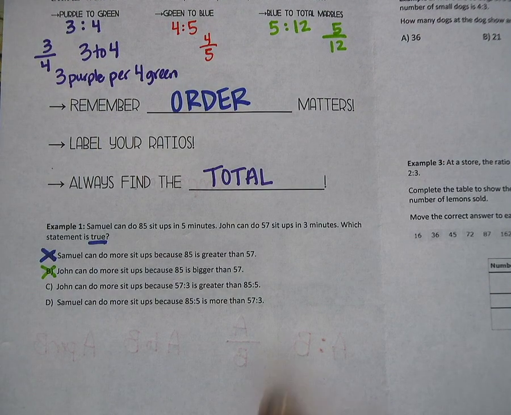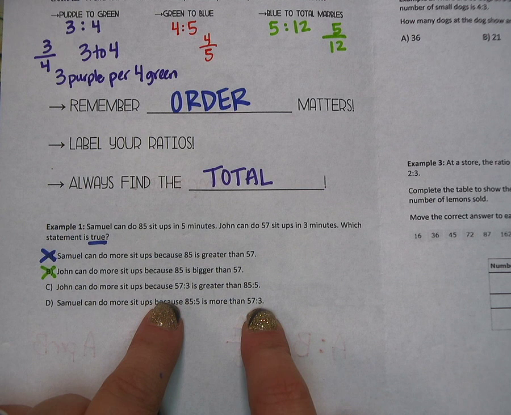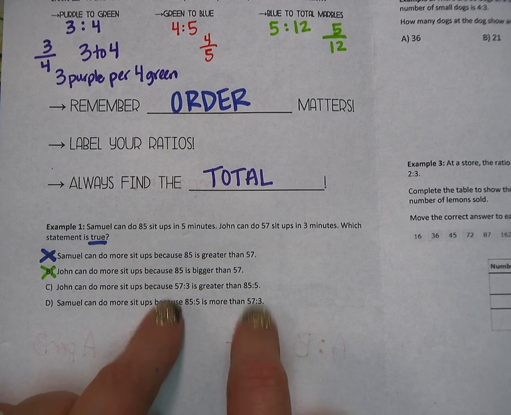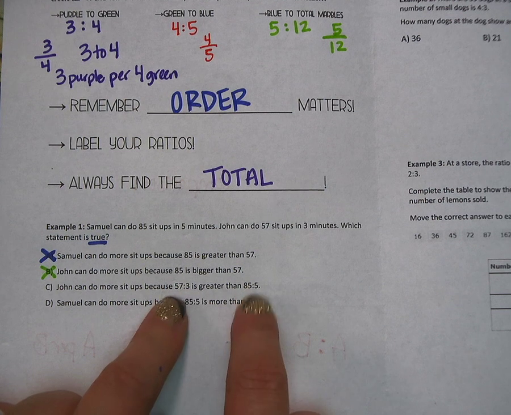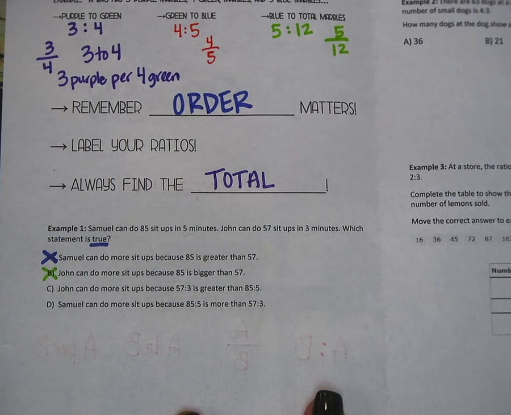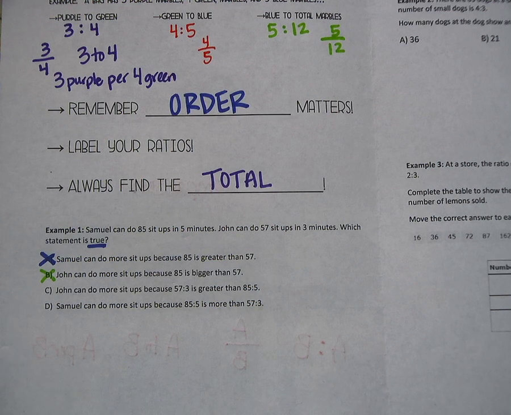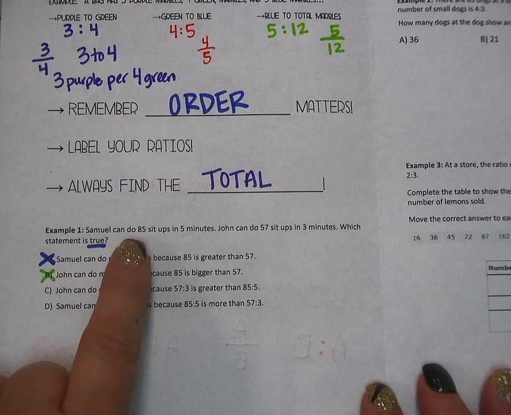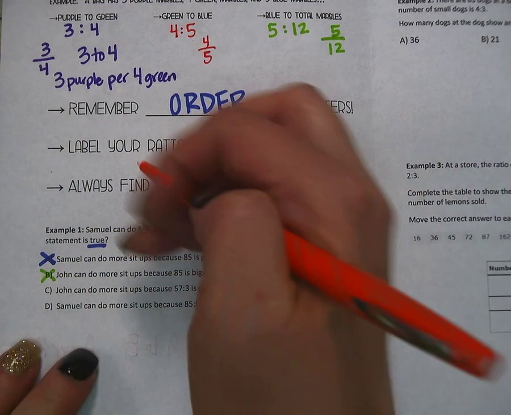And then our last two both have ratios, and they say one is greater or the other one is more. So we need to figure out how we could compare our ratios to see who's more, who's greater. What we're going to do is first create our ratios. I'm going to start with Samuel. And remember, order matters, so I'm going to do 85 sit-ups first.